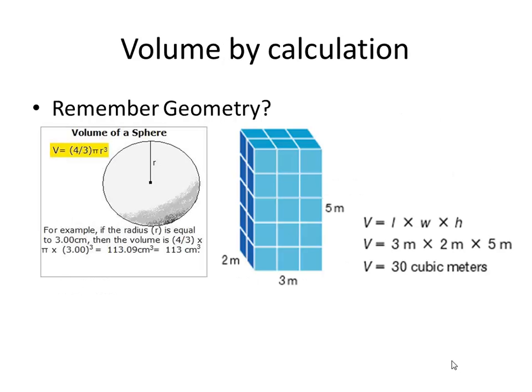So volume, don't have to write this down. Do not write this down. Just look up here. So volume of a sphere, 4/3 pi r cubed. That's volume by calculation. Of a rectangular prism, it's length times width times height. Okay? So if you had a 3x2x5 regular object, it would be about 30 meters cubed. Okay? That's geometry.